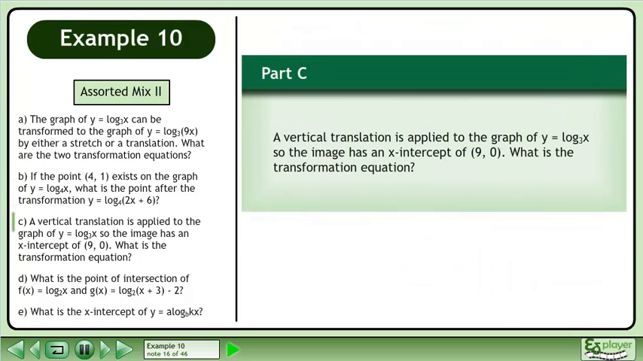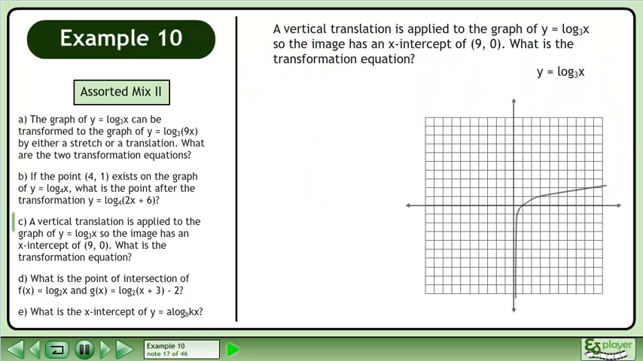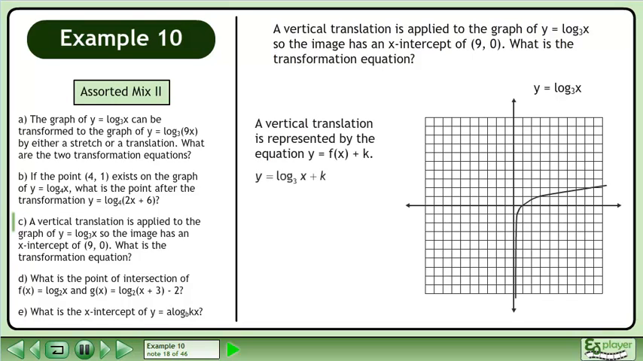In part C, a vertical translation is applied to the graph of y equals the base 3 logarithm of x, so the image has an x-intercept of 9, 0. What is the transformation equation? Bring up the graph of y equals the base 3 logarithm of x. A vertical translation is represented by the equation y equals f of x plus k. This means that the image is y equals the base 3 logarithm of x plus k.